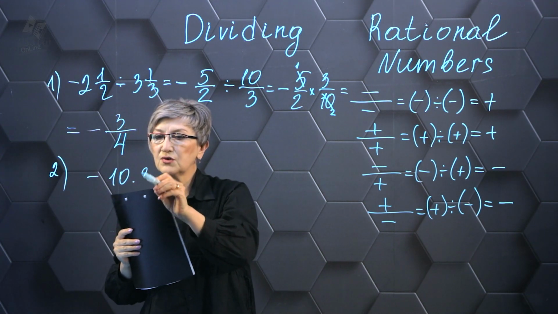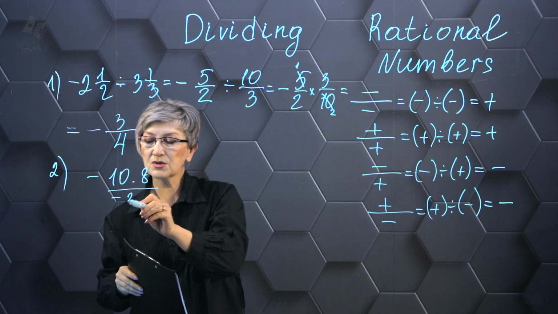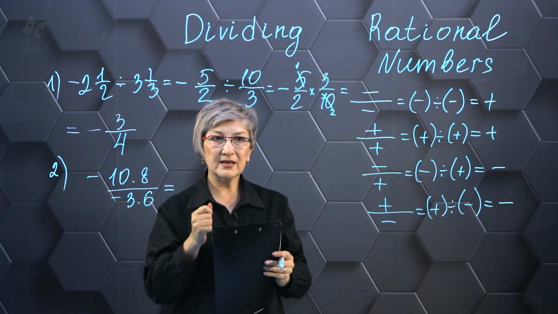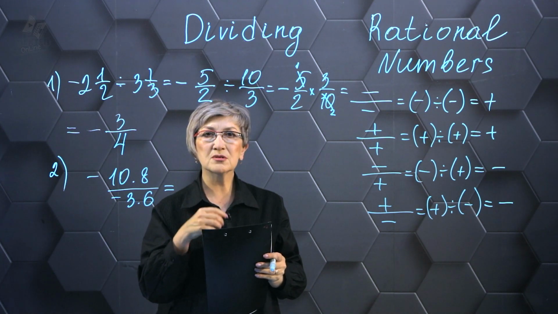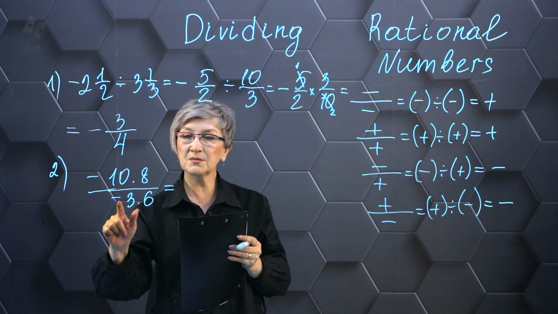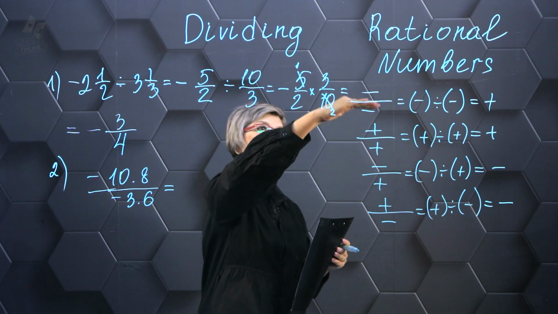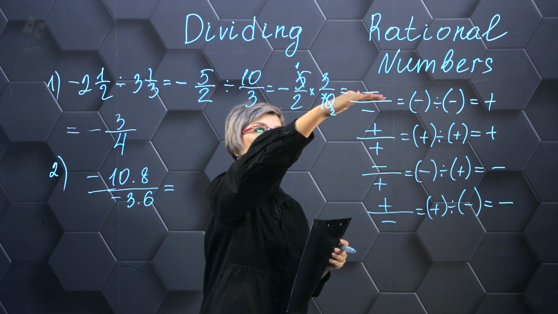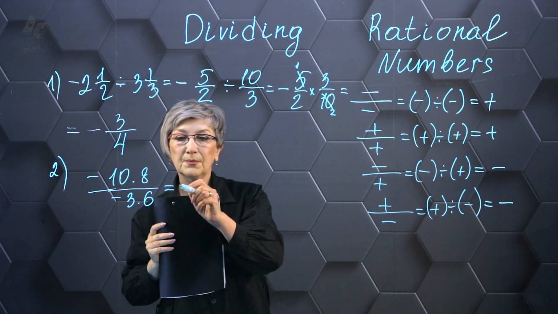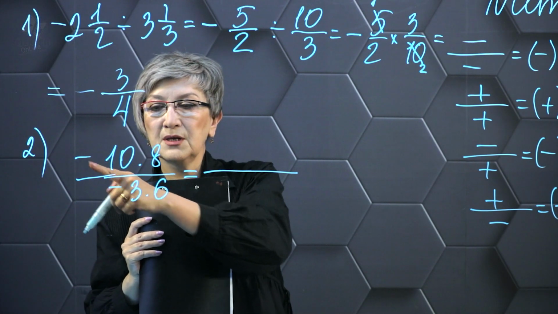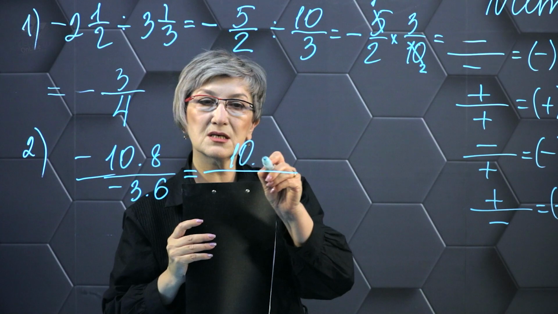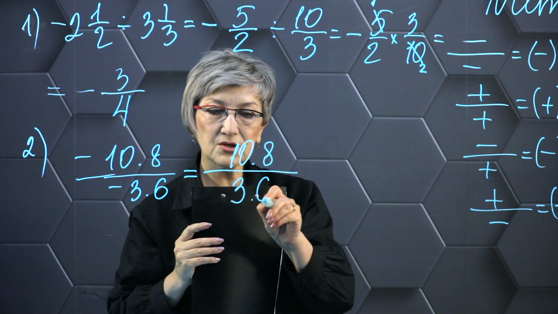Minus 10 whole 8 tenths divided by minus 3 whole 6 tenths. In order to get the correct answer, I first write down the sign of the result. I can see that I have a negative number in the numerator and a negative number in the denominator. If I apply the rule, then a negative number divided by a negative number results in a positive number. Therefore, a minus divided by a minus gives a plus, and I do not write down this plus. It remains 10 whole 8 tenths divided by 3 whole 6 tenths.